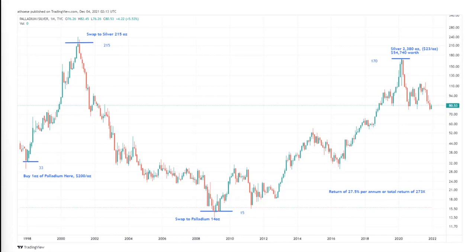Now, I only used palladium and silver in this example. You can use a whole bunch of different assets. You can use oil. You can use rhodium. If I used rhodium, this would turn $200 into millions of dollars, millions. Now, I don't know of a single investment in terms of stocks that could do that.